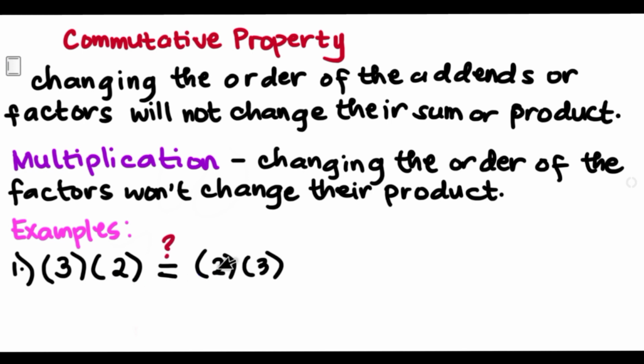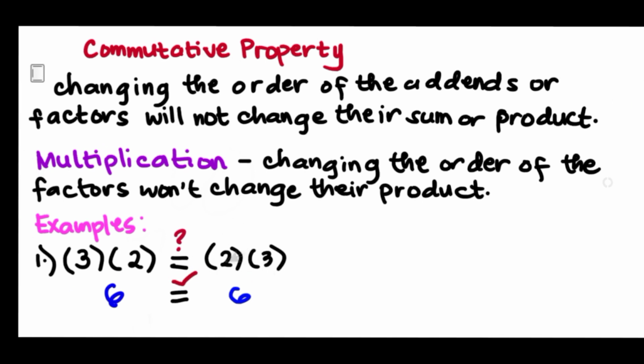Pareho daw po ba ang sagot diyan kahit baliktarin? 3 times 2, that is equal to 6. Yung sa kabila naman, 2 times 3, yan naman ay 6 din. Ang tanong, equal ba sila? Opo, ang 6 ay equal kay 6. Kahit pagbaliktarin pa natin yung pwesto ng mga factors, ang sagot pa din ay parehas lang.